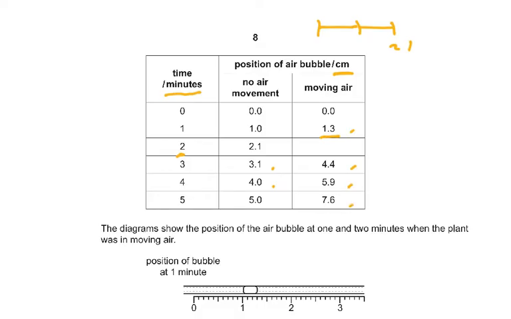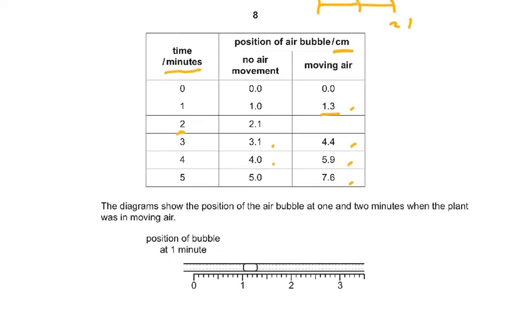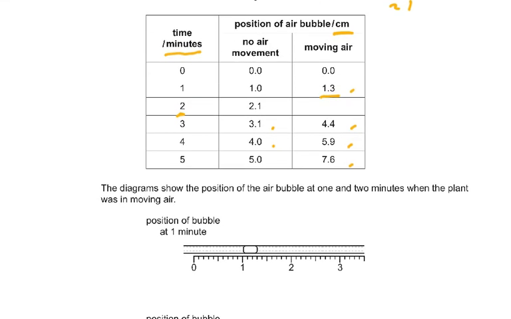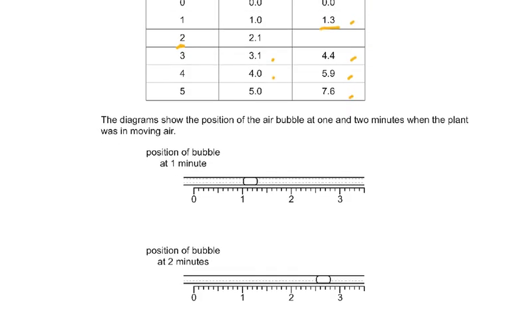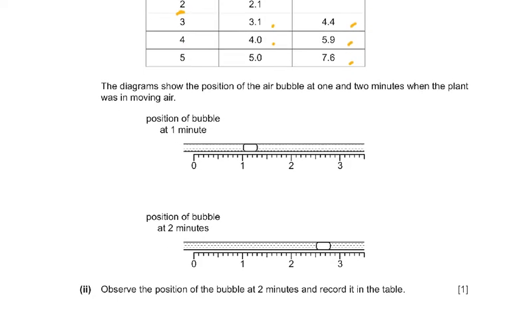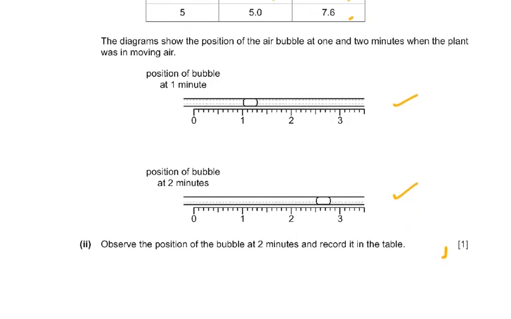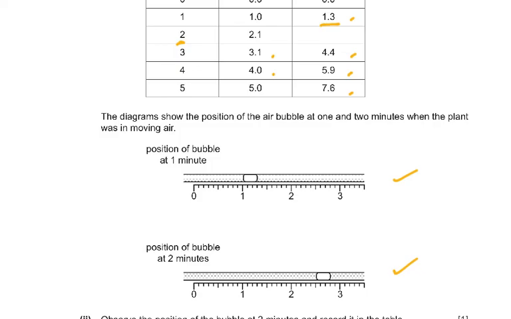The diagram shows the position of the air bubble at 1 and 2 minutes when the plant was in moving air. Right? They've shown you a diagram of it. Here's the diagram. Observe the position of the bubble at 2 minutes and record it in the table. Now, this is the experimental thing. You've got to understand it. They're checking how well you know your experimental procedures. So you just need to have a lot of common sense.